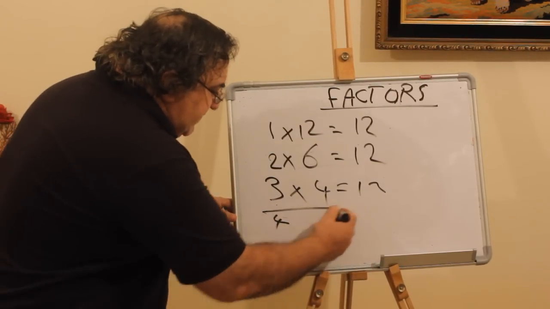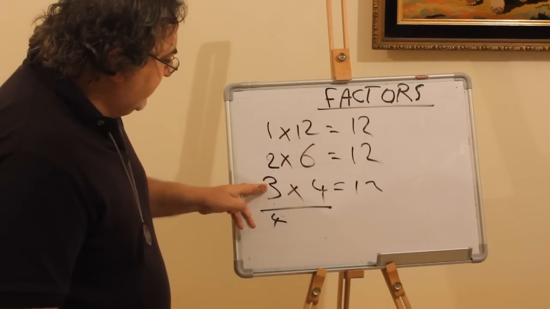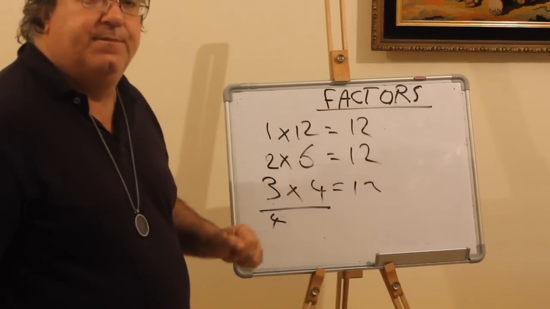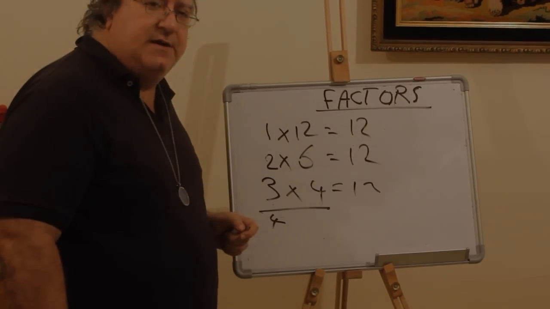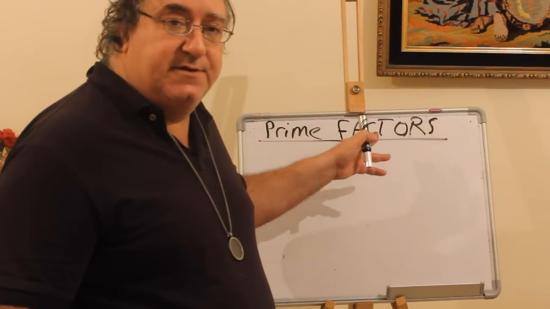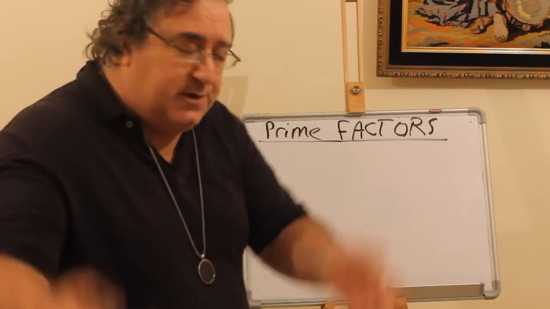Once a number is repeated, you stop here. So the factors of 12 are 1, 2, 3, 4, 6, and 12: 1 and 12, 2 and 6, 3 and 4. So understand what the factors of any number are. Now all of you know the meaning of factors: two numbers multiplied together give me the number you require.